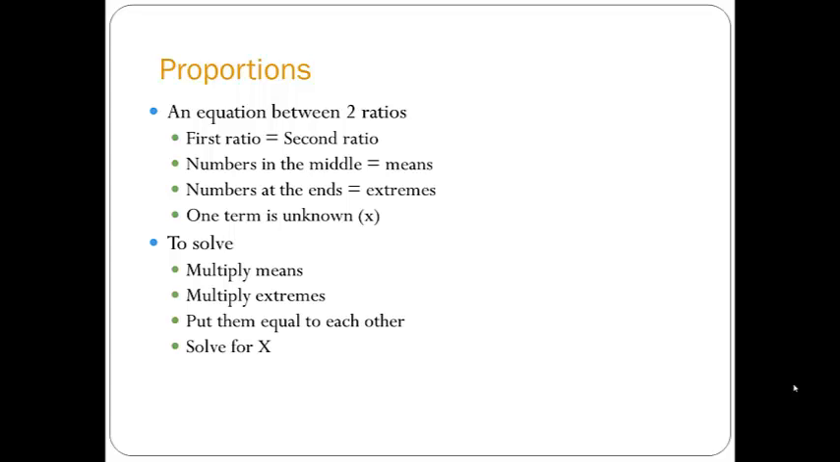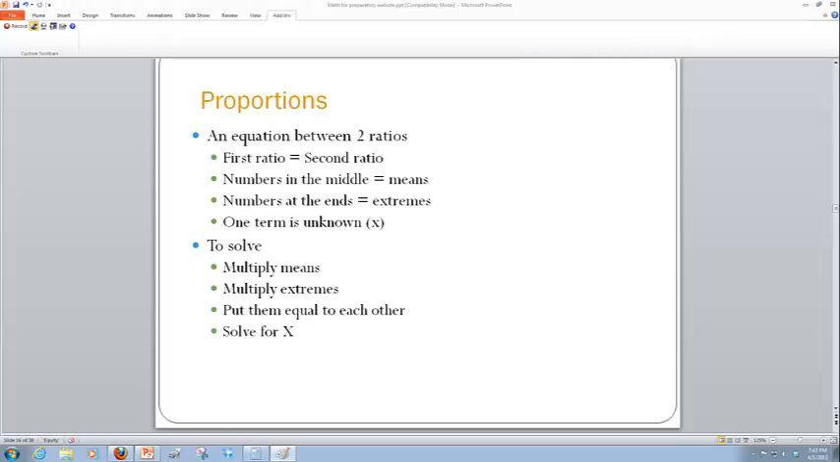There's always one term that's an unknown, represented by x. To solve a proportion, you multiply the means, you multiply the extremes, you set the product of the means equal to the product of the extremes, and solve for x.